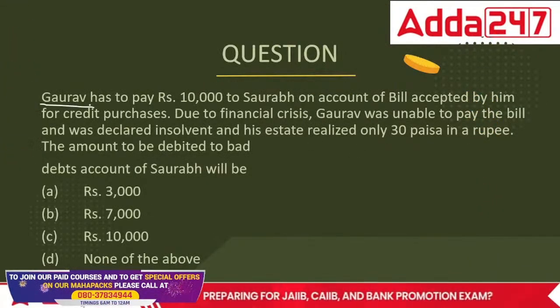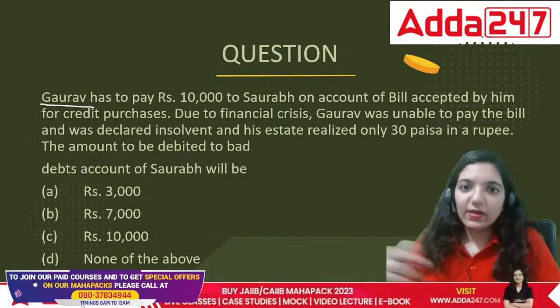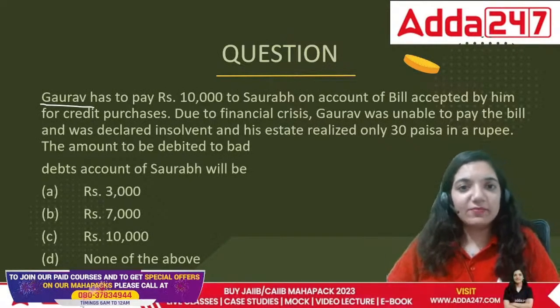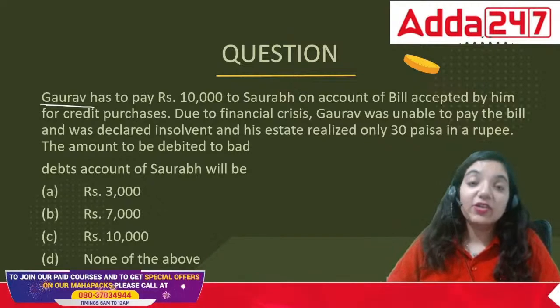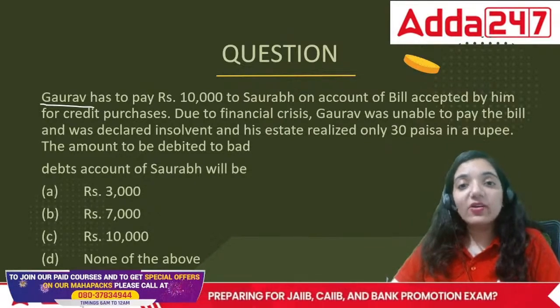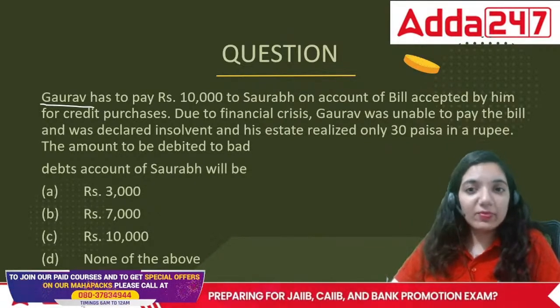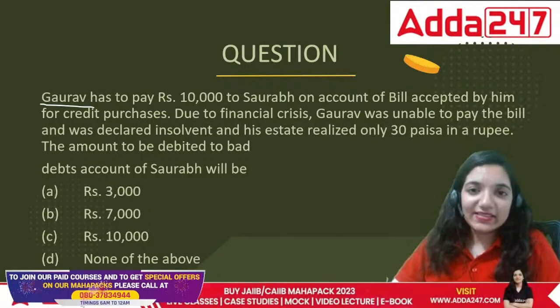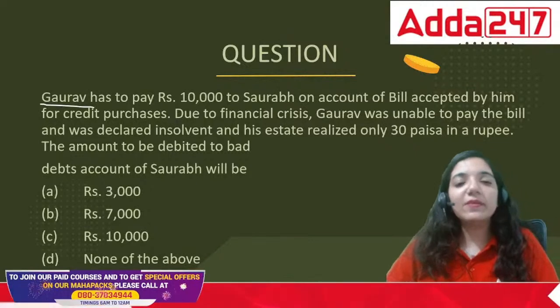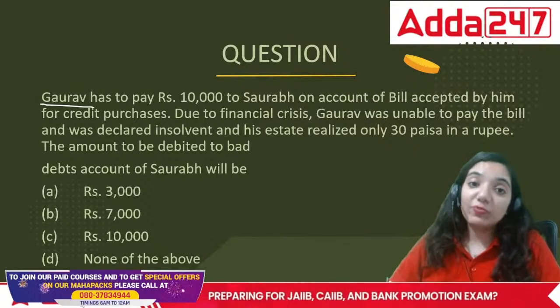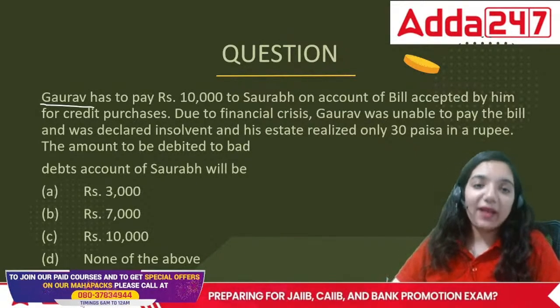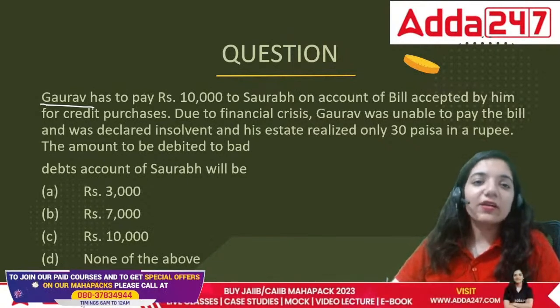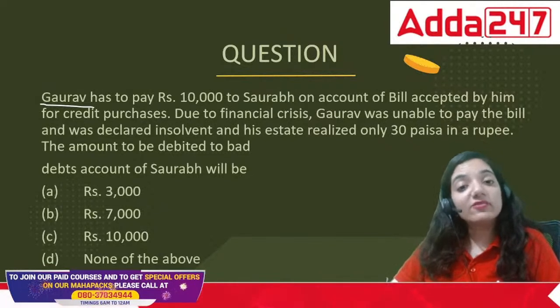Here comes the next question. Gaurav has to pay rupees 10,000 to Saurabh on account of a bill accepted by him for credit purchases. Due to the financial crisis, Gaurav was unable to pay the bill and was declared insolvent, and his estate realized only 30 paise in a rupee. The amount to be debited to bad debts account of Saurabh will be 3,000, 7,000, 10,000 or none.